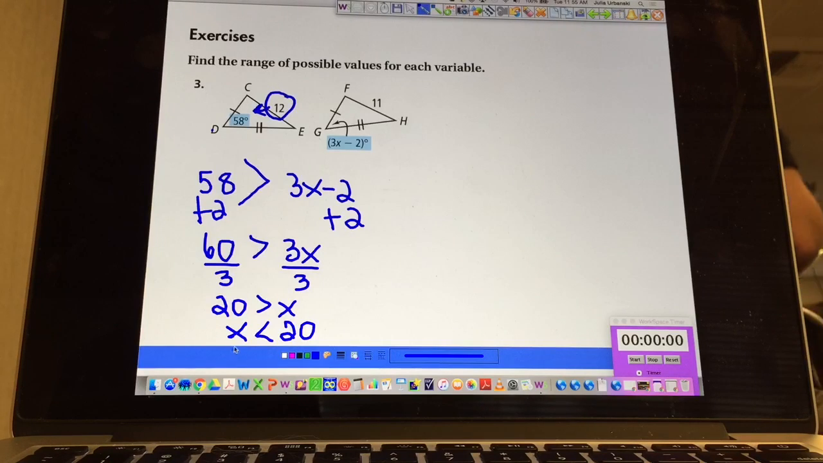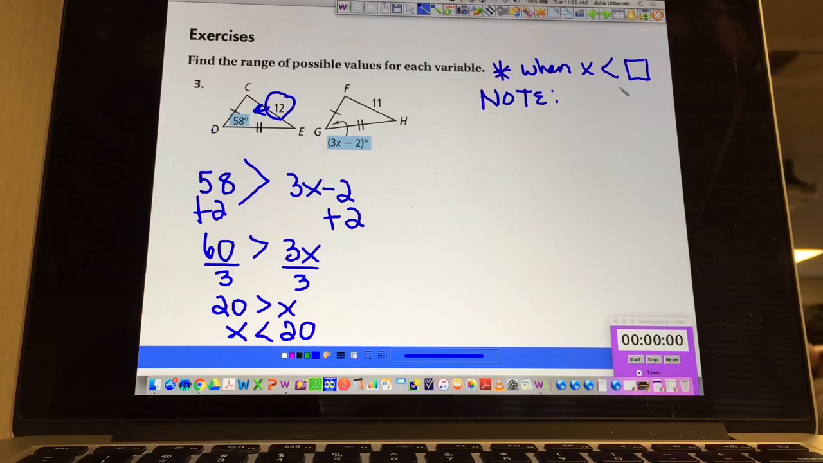But here's the thing. X is less than 20, and while that's true, it's not the only answer. Put a little note to the side here. You have to do this every time you get a less than sign. Whenever X is less than something, you have to do this last little step because we have to have a bottom boundary. X can't just be anything that's less than 20.